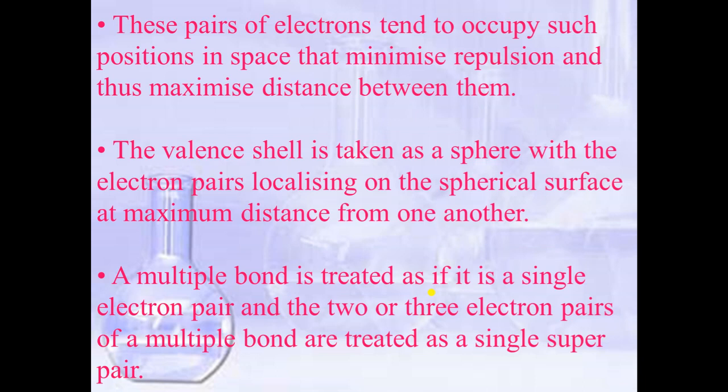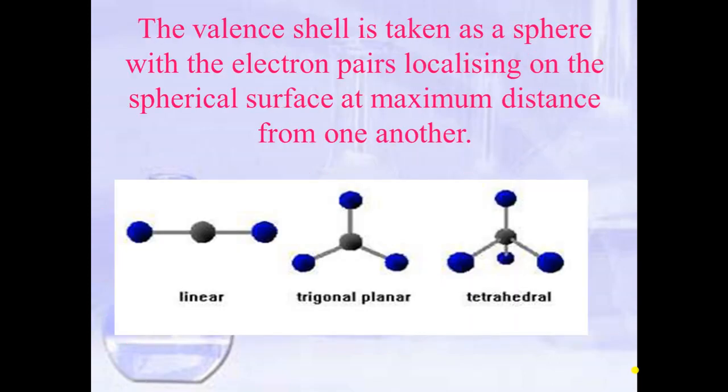The next point is that the valence shell is taken as a sphere with the electron pairs localizing on the spherical surface at maximum distance from one another. Here you can see that when we draw the structure, the valence shell is taken as a sphere, with the electron pairs localizing on the spherical surface at maximum distance from one another. They will adjust themselves in such a way that there is maximum distance between them.